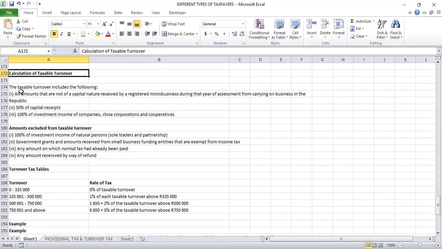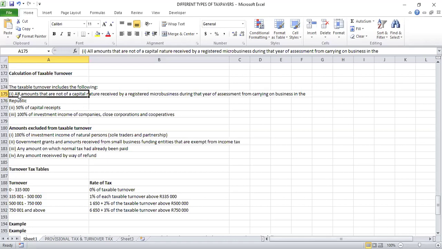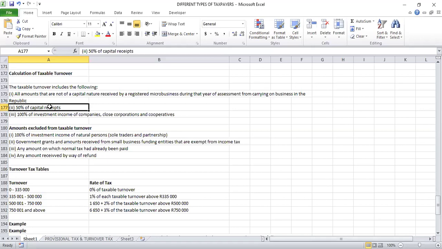Taxable turnover is amounts that you received during the year which are not of a capital nature, plus now we include 50% of your capital receipts. So you should be very careful there. When determining the qualifying turnover, we don't include capital receipts. But when determining the taxable turnover, we include 50% of the capital receipts. So let's say you sold a vehicle for 500,000. When we are determining whether you qualify as a micro business or not, that 500,000 is not included. But when we now determine your tax, 50% of that 500,000 will be included in your taxable turnover.